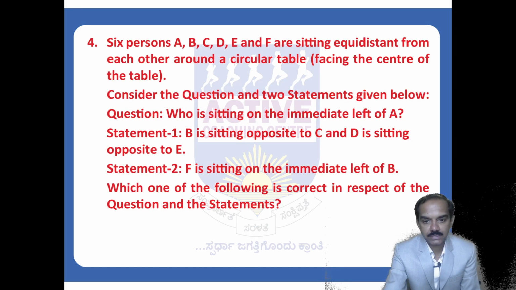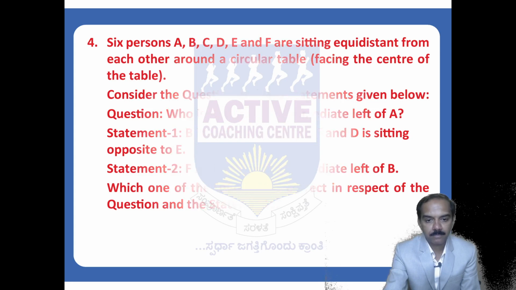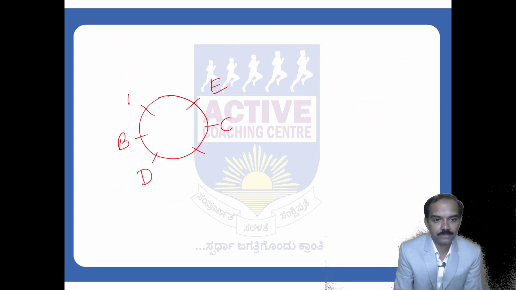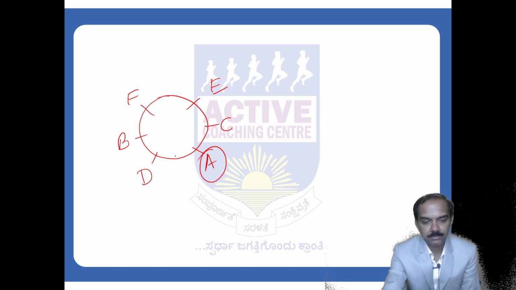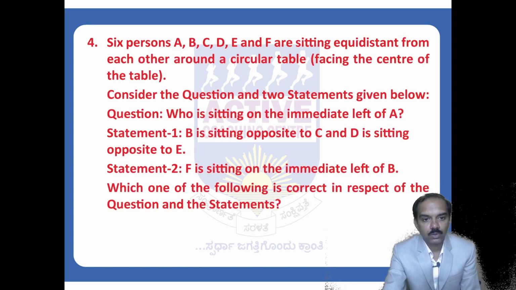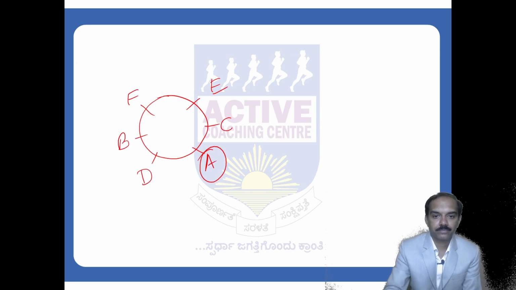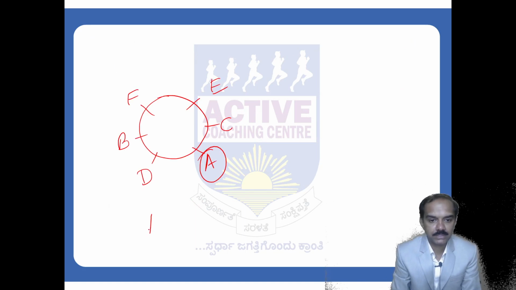Second statement, F is sitting on the immediate left of B. Immediate left of B, F is sitting here, meaning A will automatically come here. Now coming to the question part. Who is sitting to the immediate left of A? Immediate left of A, it is D.